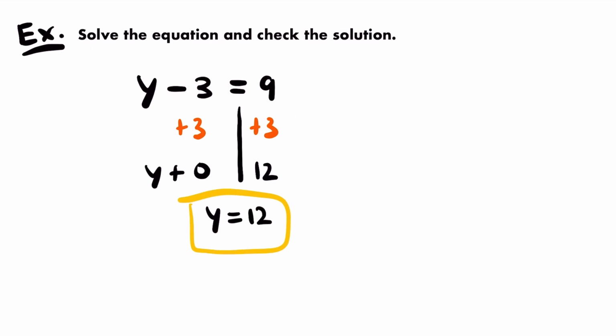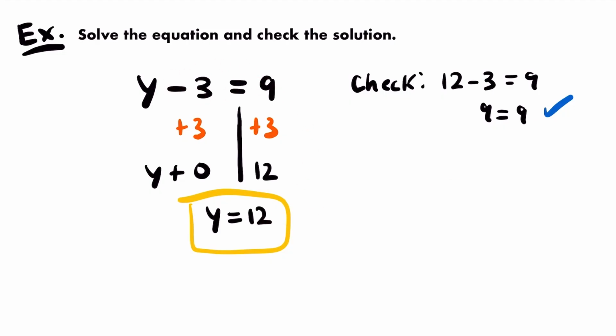Let's check to make sure that it is the solution. So on the side here, we want to check our work by plugging that value we found in for y in the original equation. Okay, so plugging 12 in for y, we get 12 minus 3 equals 9, and 12 minus 3 is 9. So we get 9 equals 9, which is a true statement, and so 12 is in fact the solution to this equation.